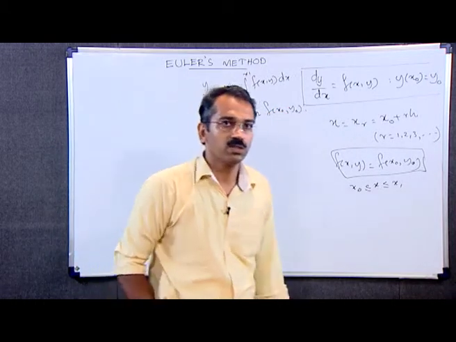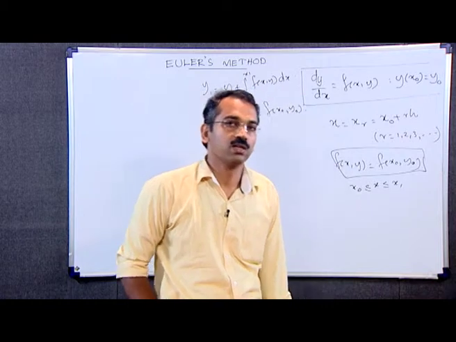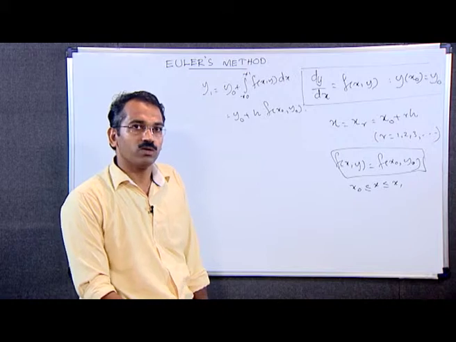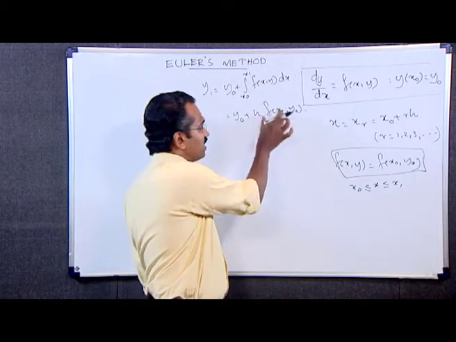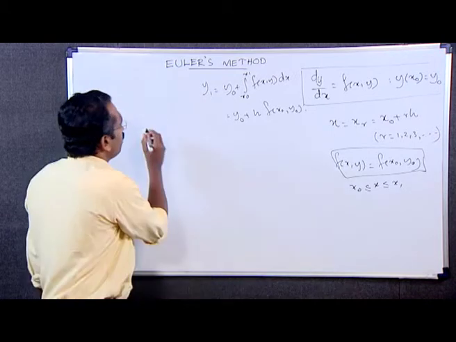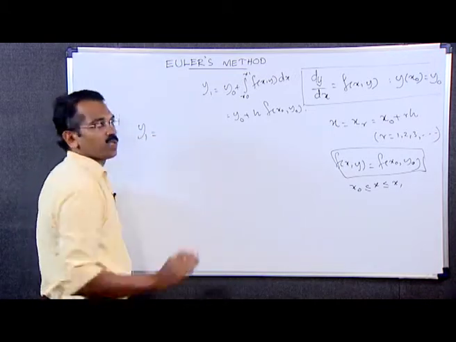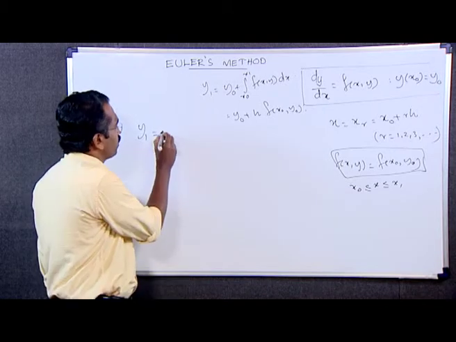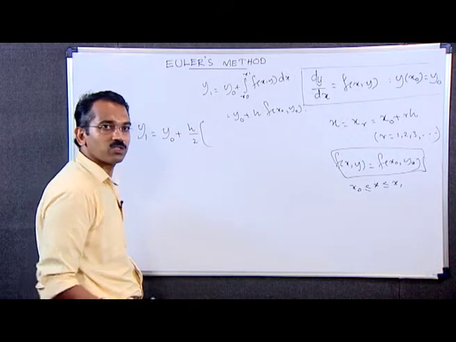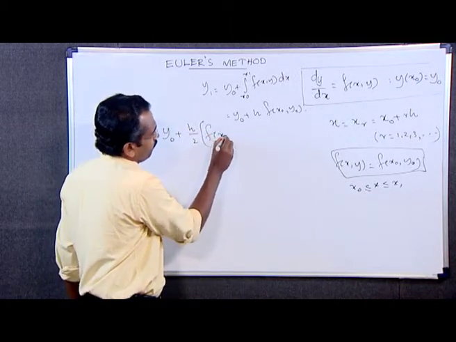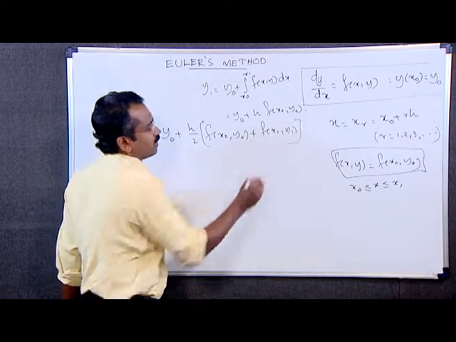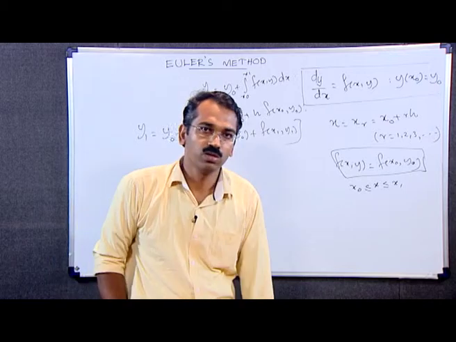This is Euler's method. Instead of approximating f of x, y by f of x naught comma y naught, we approximate this integral by means of trapezoidal rule and obtain y1 as y1 is equal to y naught plus h by 2 into f of x naught comma y naught plus f of x1 comma y1. This is from trapezoidal rule.